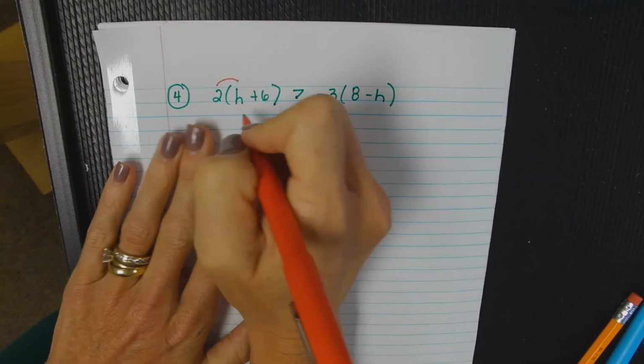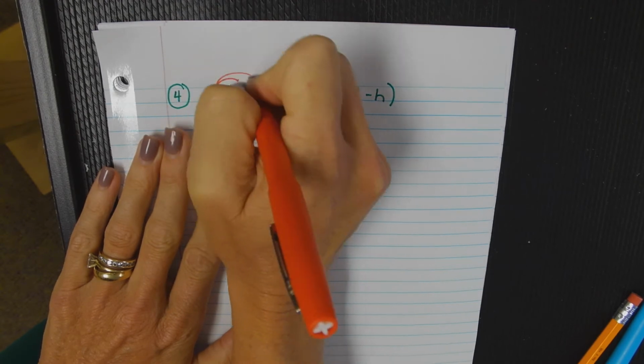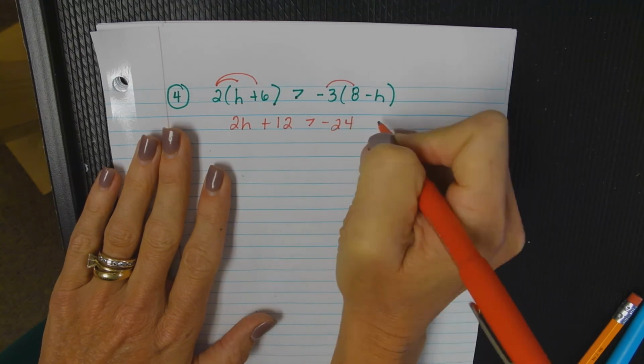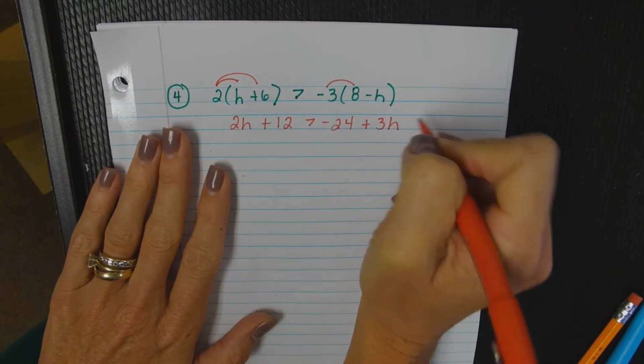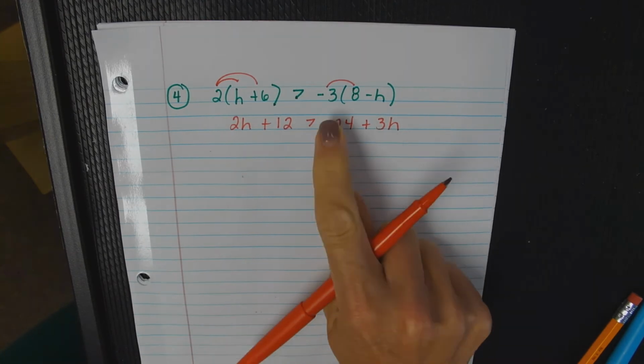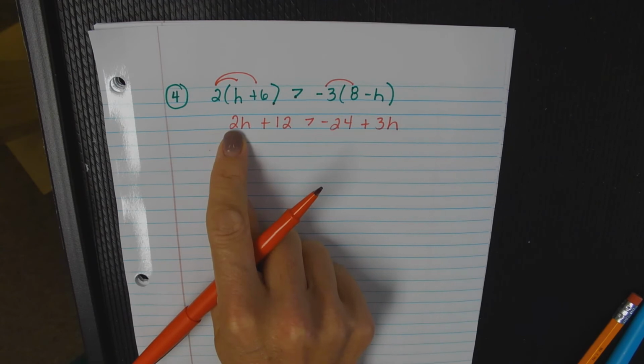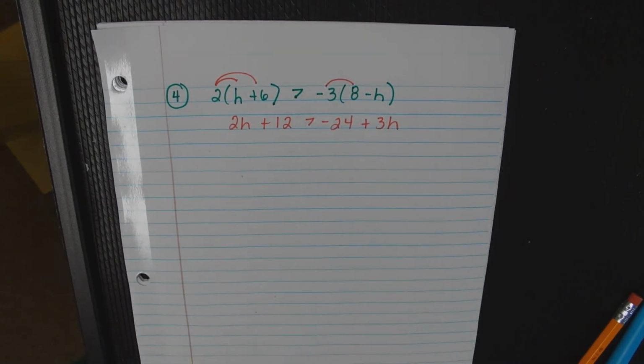Let's see, 2 times h is 2h. 2 times 6 is what? Greater than -24 plus 3h. Why is this plus 3h? Because there's a negative times a negative, and that's why we're positive. Guys, I hear y'all are so much more confident on these negatives. Okay, this is really gonna help y'all on your midterm. 6 weeks ago, I didn't have this confidence with y'all. It actually is encouraging. So I need to move all the h's on one side and all the numbers on the other.